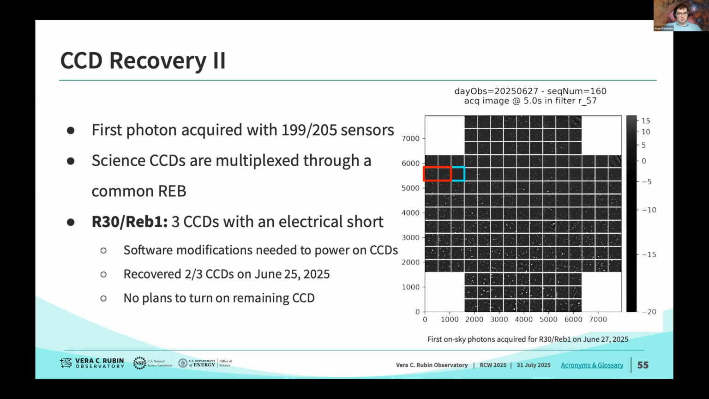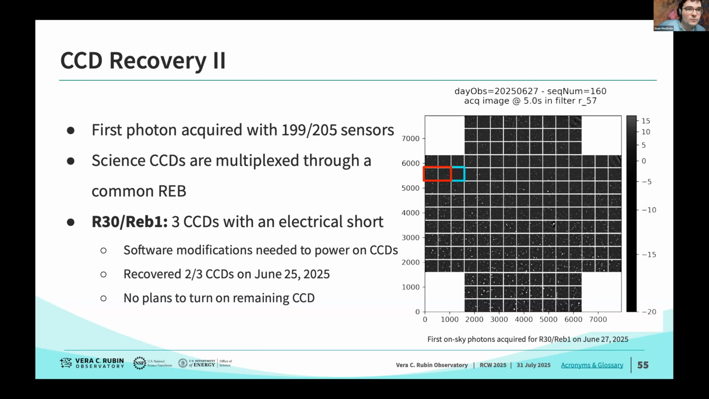But after some modifications to our camera control system code, we were able to turn on 2 of the 3 CCDs on this REB, and those are highlighted here in red. The one CCD where we suspect the short is, I've highlighted here in blue, and we have no plans to turn on this remaining CCD. So we're planning to continue with 204 out of 205 sensors, or exactly 99.5% of the entire focal plane.